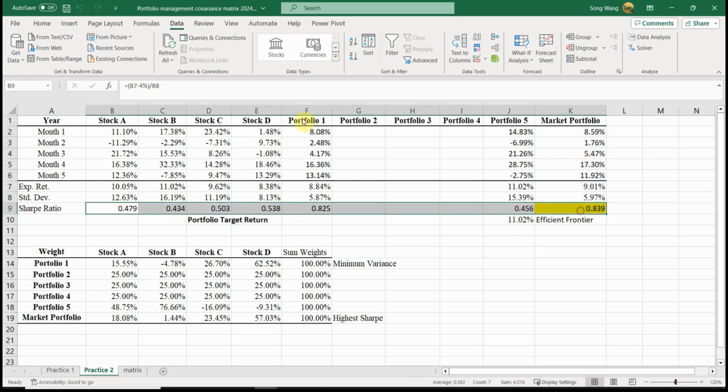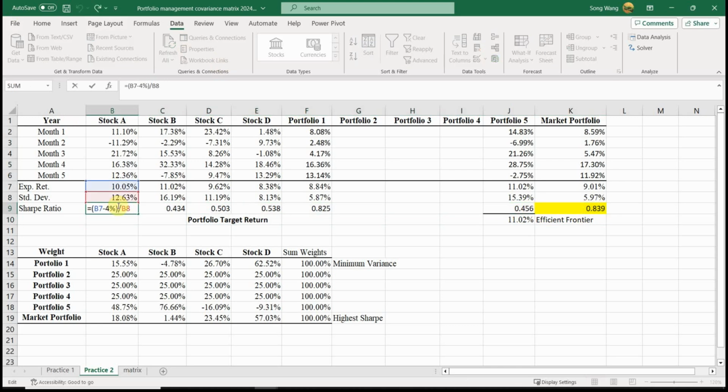For your information, Sharpe ratio is return minus risk-free rate divided by the risk. So a high Sharpe ratio indicates either the return is high at the numerator or the risk is low at the denominator, or both.